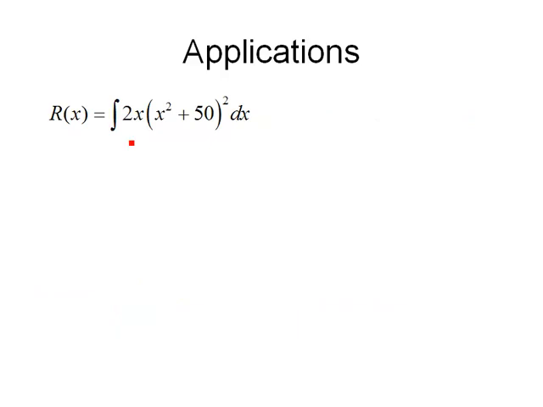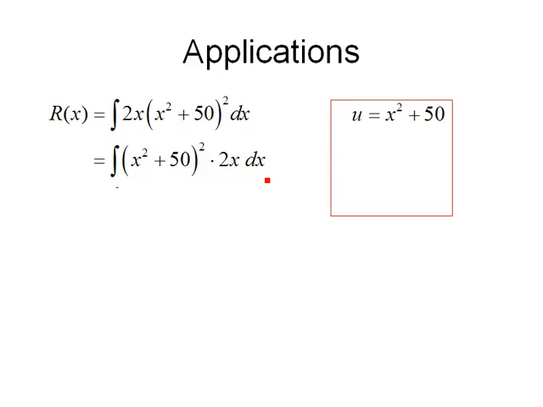We need to do the antiderivative of 2x times the quantity x squared plus 50 squared dx. We're going to let u be this inside function, x squared plus 50. Since that means I'm going to have this 2x and this dx combine into the du, I'll go ahead and move the 2x next to the dx. So u equals x squared plus 50, which means the derivative of u with respect to x is 2x. So du is 2x dx.